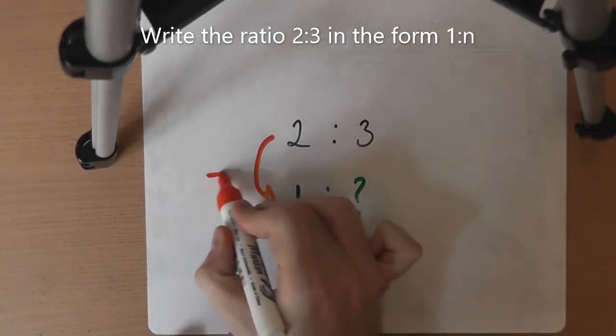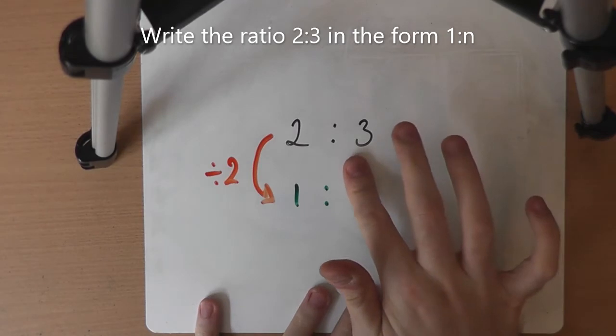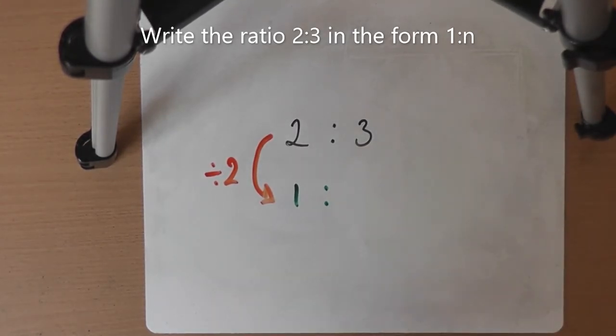How do we do that? Well, we would divide the left-hand side by 2. 2 divided by 2 would give us 1. Now, to keep this equivalent, because even in this weird form, we have to be sticking with equivalent ratios, this 1 to n means make the first number 1, and the second number then will be whatever it needs to be to keep the ratios equivalent. 1 to n, 1 to question mark, 1 to whatever the number comes out as.